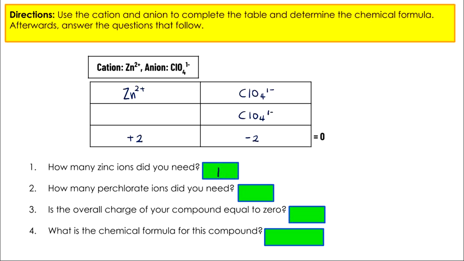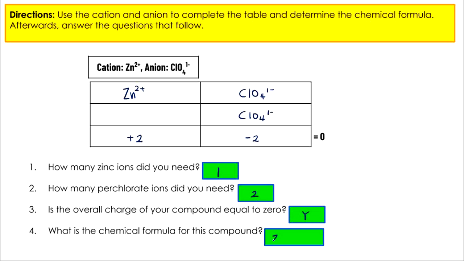We only needed 1. How many perchlorate ions did we need? We needed 2. Is the overall charge of our compound equal to 0? Yes, it is. +2 minus 2 is equal to 0. We have a neutral compound. So what is the chemical formula for this compound?